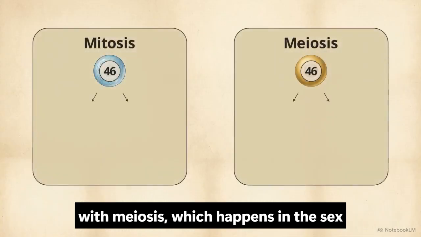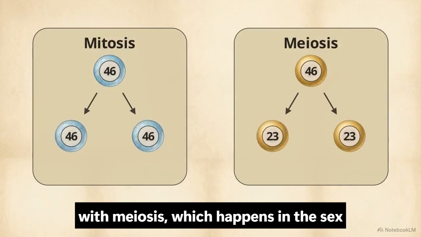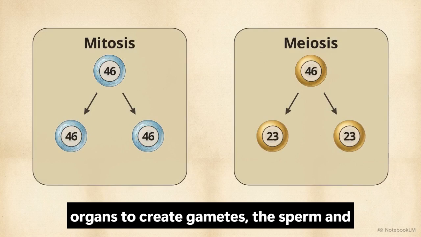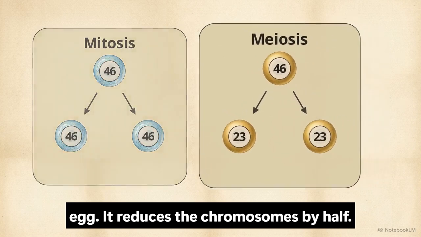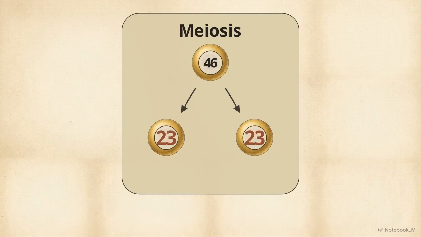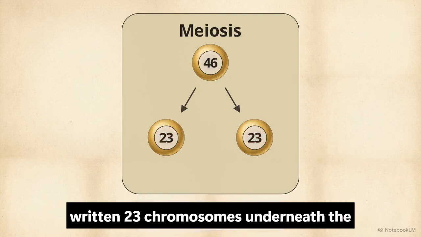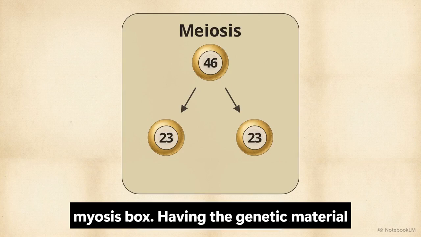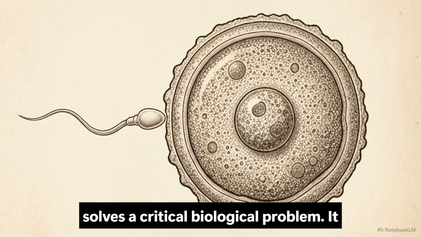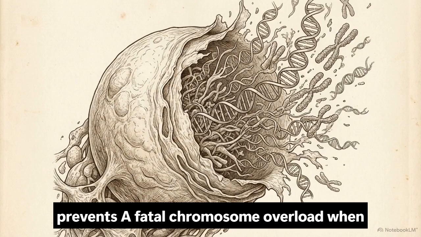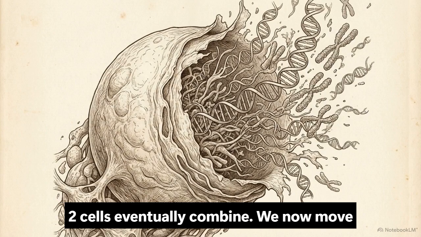This diagram contrasts that with meiosis, which happens in the sex organs to create gametes, the sperm and egg. It reduces the chromosomes by half, from 46 to 23. Check that you've written 23 chromosomes underneath the meiosis box. Having the genetic material solves a critical biological problem. It prevents a fatal chromosome overload when two cells eventually combine.